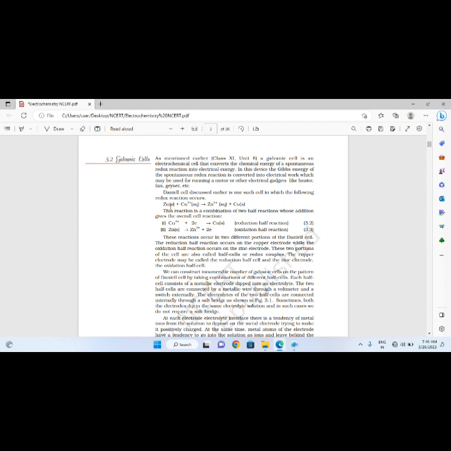So this is the typical Daniell cell, and for the half cell reactions, you can see that copper 2 plus gets reduced to copper, so it is in the reduction half cell, and zinc solid is oxidized to zinc 2 plus, so it is in the oxidation half cell.